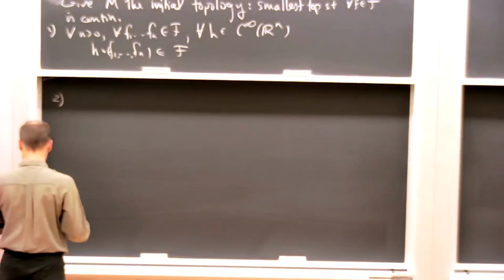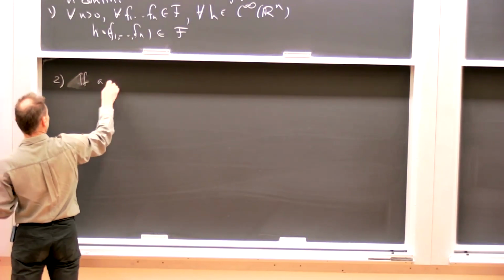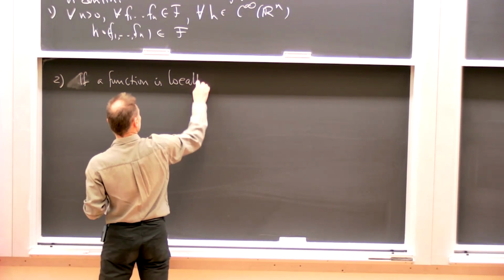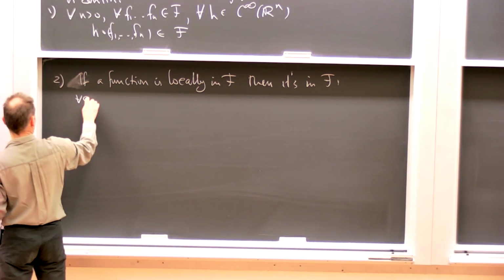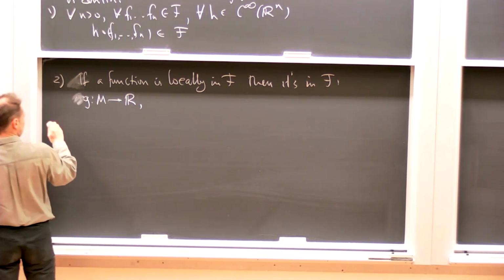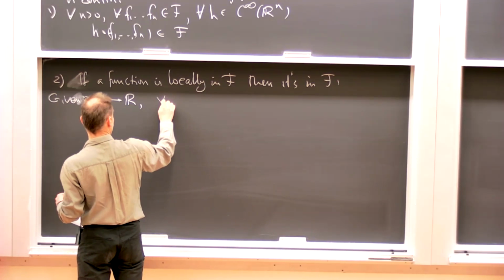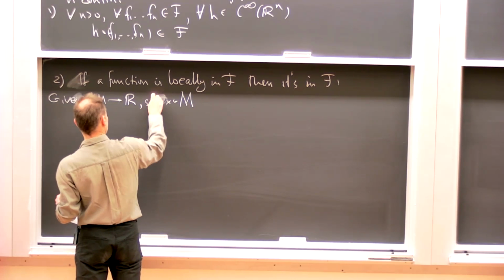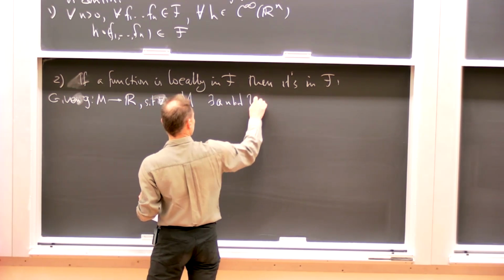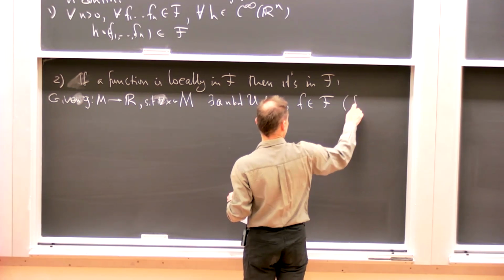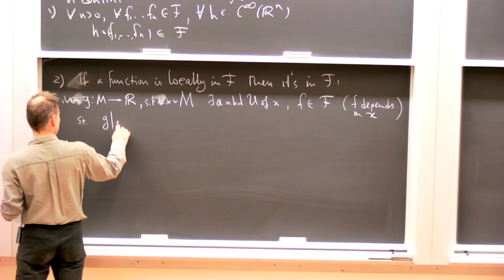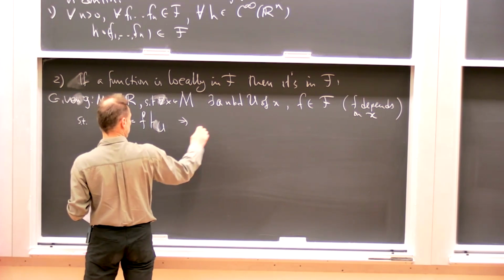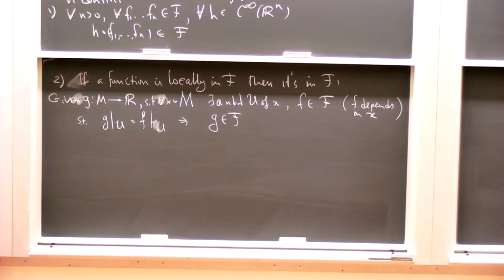And the second condition is: if a function is locally in script F, then it's in script F. That just says that given g from M to R such that for any point x in M there exists a neighborhood U of x and an f in script F, where f depends on x, such that g restricted to U is f restricted to U, this implies that g is in script F. So I don't know how many people have seen this. To me, this looks weird.